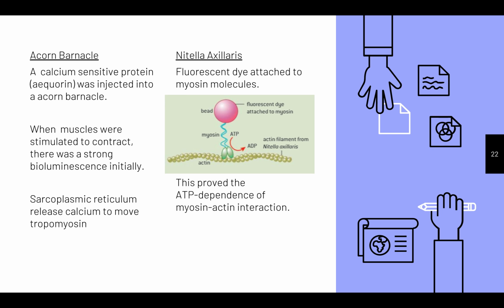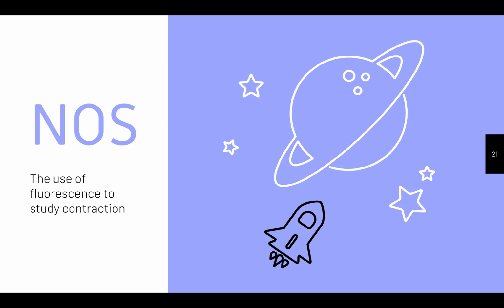Your jellyfish has a special protein that is sensitive to calcium. So when calcium is present, this protein is bioluminescent, it lights up. If calcium is present, the protein lights up. So they removed that protein from the jellyfish and they injected it in an acorn barnacle. You know what a barnacle is?